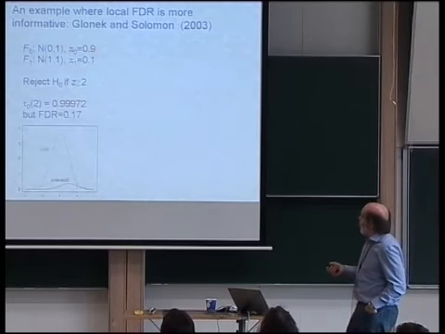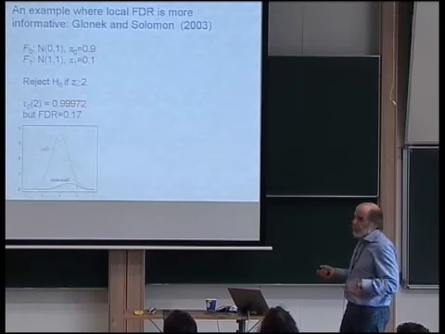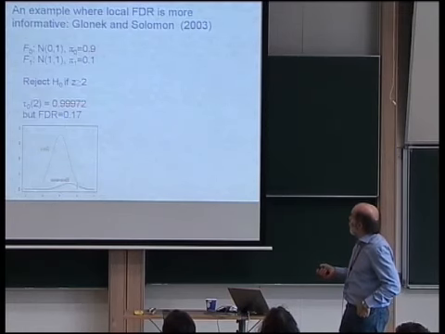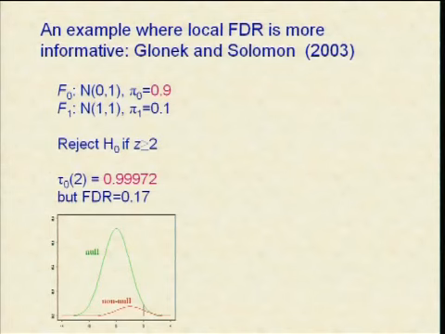Now, if you work out what tau naught of 2 is, that's the posterior probability that it's a null gene given that z equals 2. It basically comes out to be 1. But the false discovery rate is 0.17. So the green curve is the standard normal weighted by 0.9. And if you get a value of 2 here, you can be pretty confident it's going to be a null gene. But even if you declare it to be differentially expressed, the false discovery rate's about 17%.